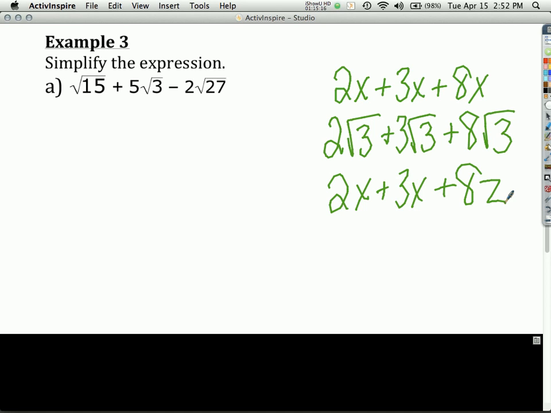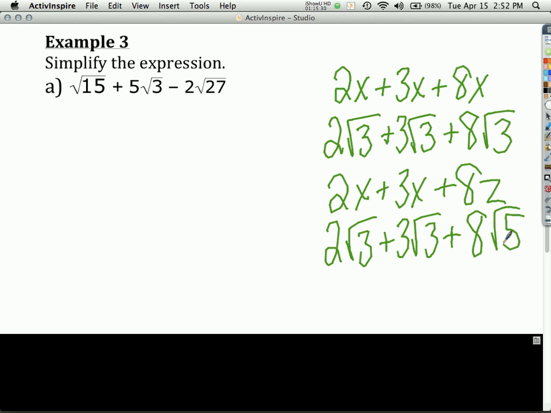Edgar? That's right. You can't add the 8z with the others because it's a different letter. So now let me extend the idea. 2 radical 3 plus 3 radical 3 plus 8 radical 5. What would the end result be there? Stephanie? That's right. You can add the ones that have the same radical.